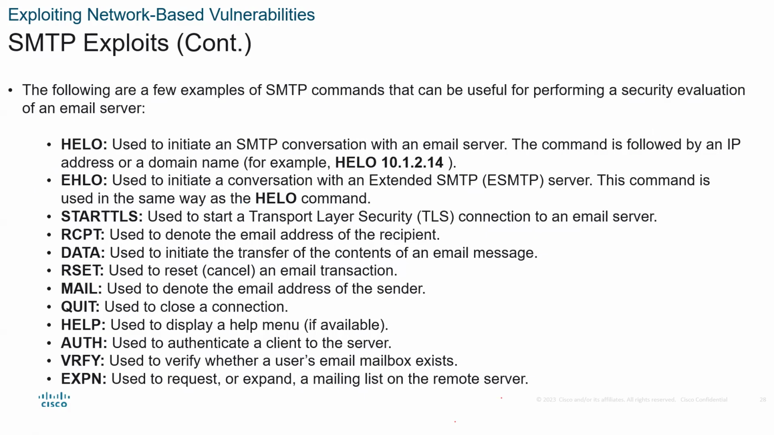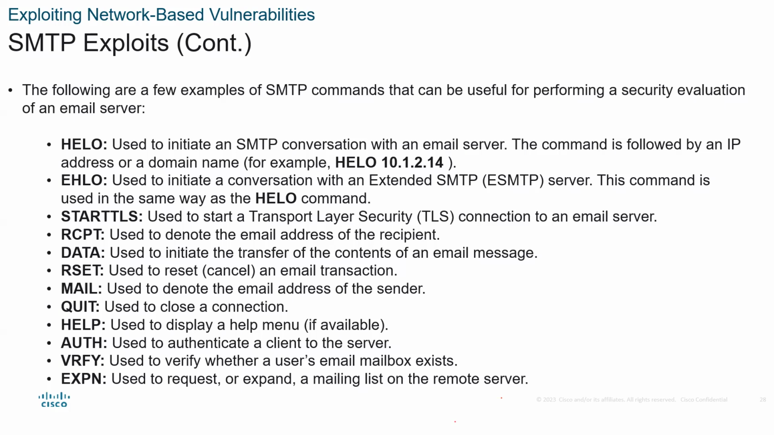So typically, here are examples of commands that can be useful for performing a security evaluation on an email server. There's HELO, right? Normally, this is the traffic that initiates conversations with an email server. In this case, an example here is HELO 10.1.2.14. Now, HELO, I think, is an acronym. I'm not sure anymore. It stands for something, I can't remember.